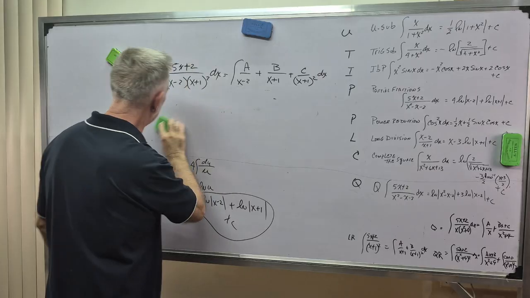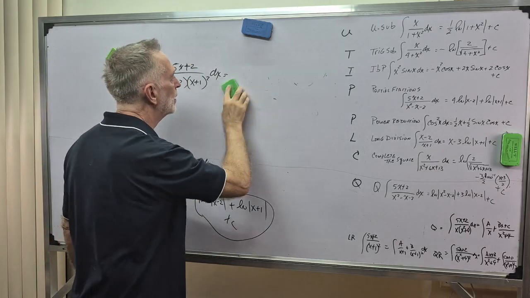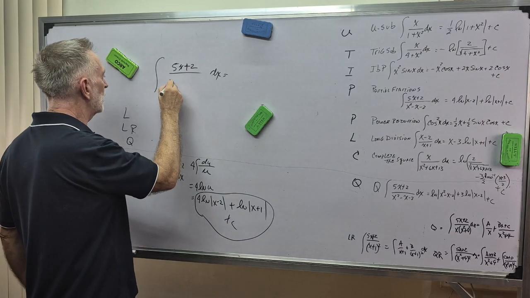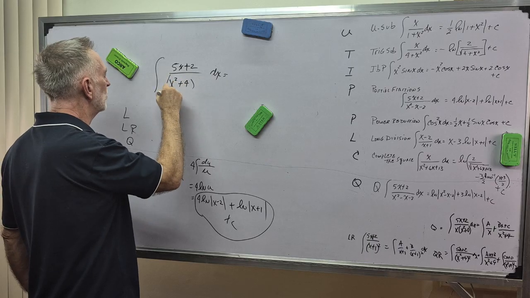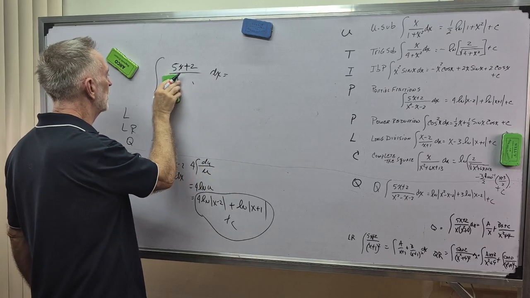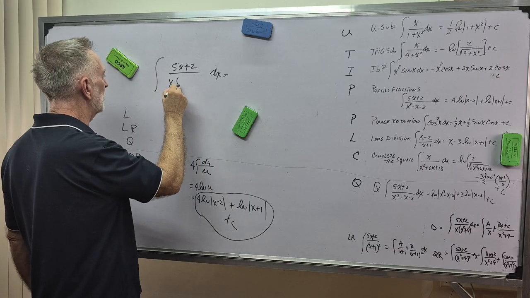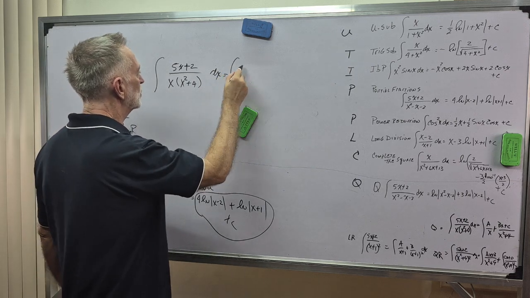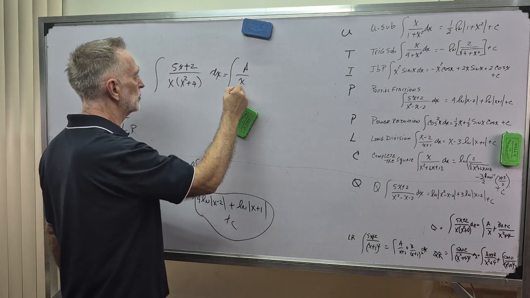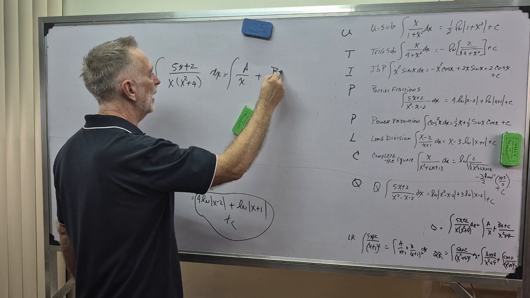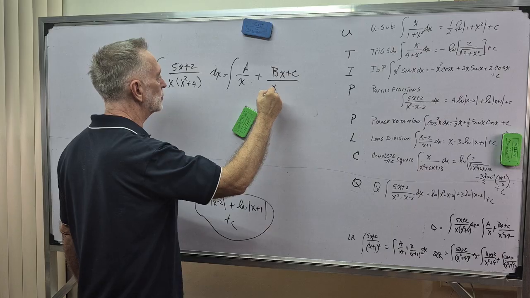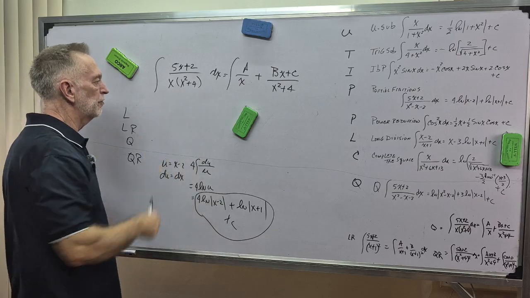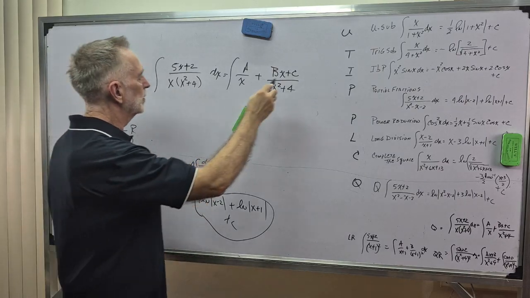What if I have a quadratic? What if I have x squared plus 4? Let's do a linear and a quadratic. I have x times x squared plus 4. So for the linear term, a over x, plus bx plus c over x squared plus 4. That would be the form I have to use for that quadratic, dx.